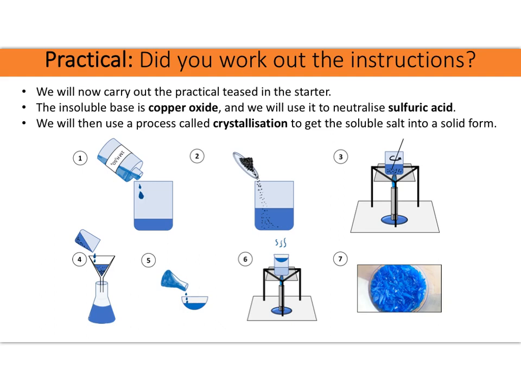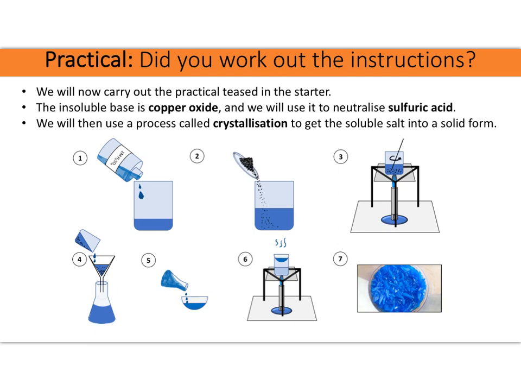Then we're going to pour our filtrate, or copper sulfate solution, into an evaporating basin. That's what number 5 is. And then we are going to put a beaker of water on our Bunsen burner and have the evaporating dish on top of that beaker of water. The reason for that is our water will boil at a temperature of 100 degrees Celsius, and then we're basically producing a water bath.